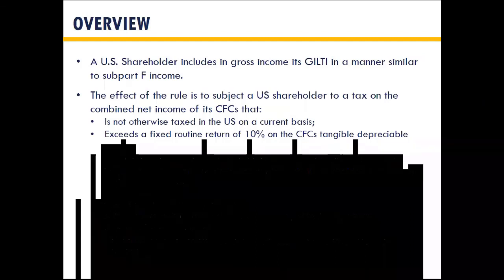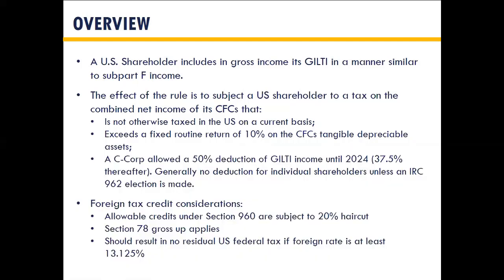C Corps, as I mentioned, get a favorable 50% deduction on that income. So if we do have GILTI to pick up, a C Corp would be able to cut that in half by 50%. That does change later on in 2024 down to 37.5%. And as I mentioned, and I'll continue to mention, that 50% deduction is eligible for individuals, trusts and estates that are making the 962 election.